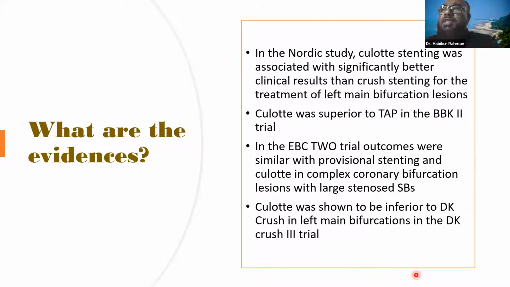So what are the evidences regarding the technique? In the Nordic study, culotte stenting was associated with significantly better clinical results than crush stenting for the treatment of left main bifurcation lesions, and culotte was superior to TAP in the BBK 2 trial. In the EBC 2 trial, outcomes were similar with provisional stenting and culotte in complex coronary bifurcation lesions with large stenosed side branches. Culotte was shown to be inferior to DK crush in left main bifurcation in the DKCRUSH-III trial.